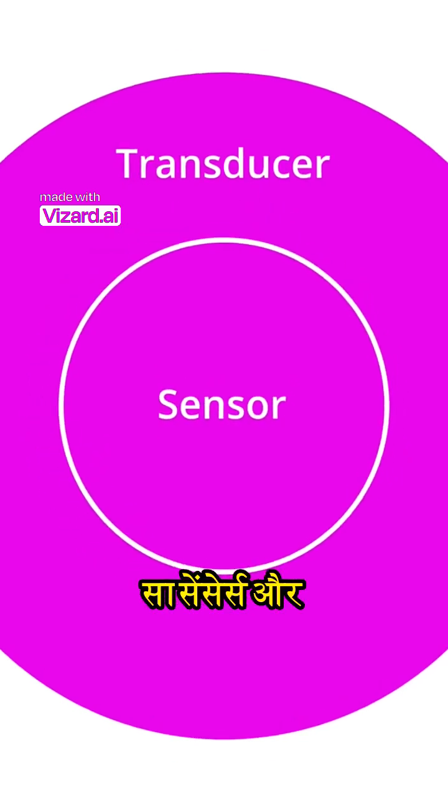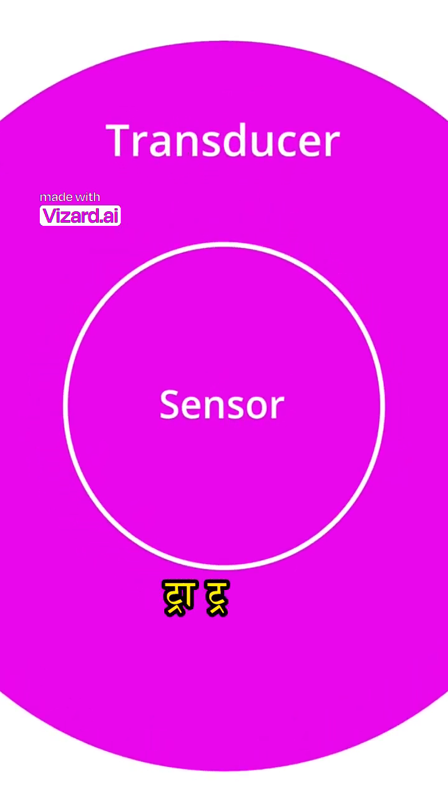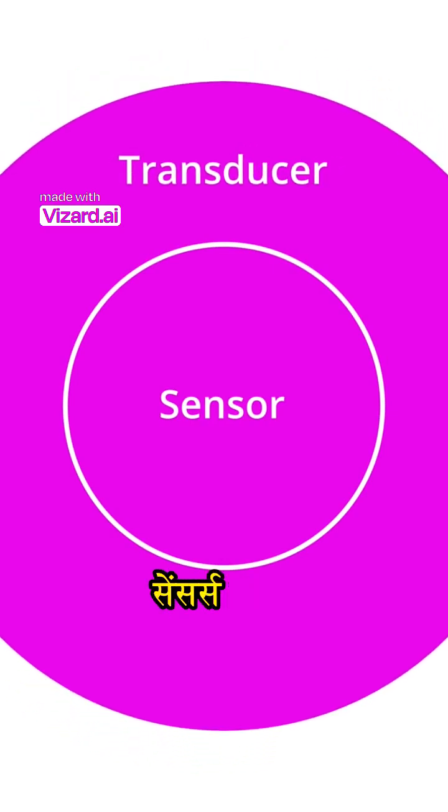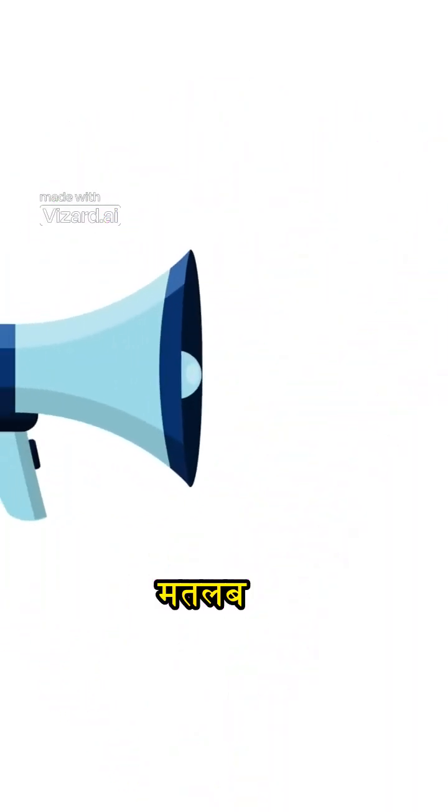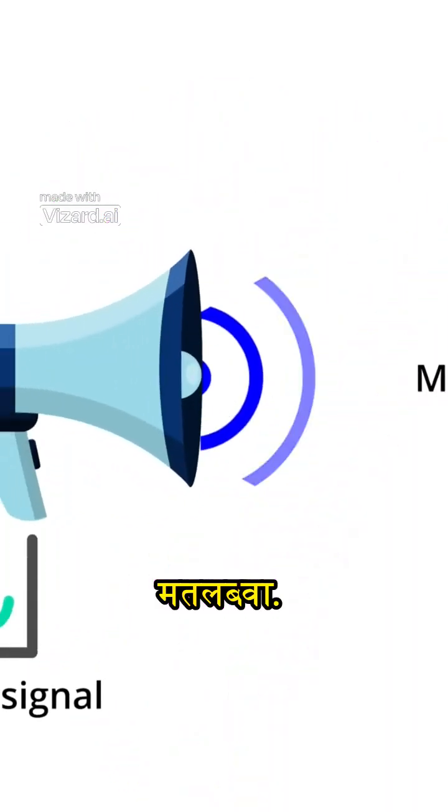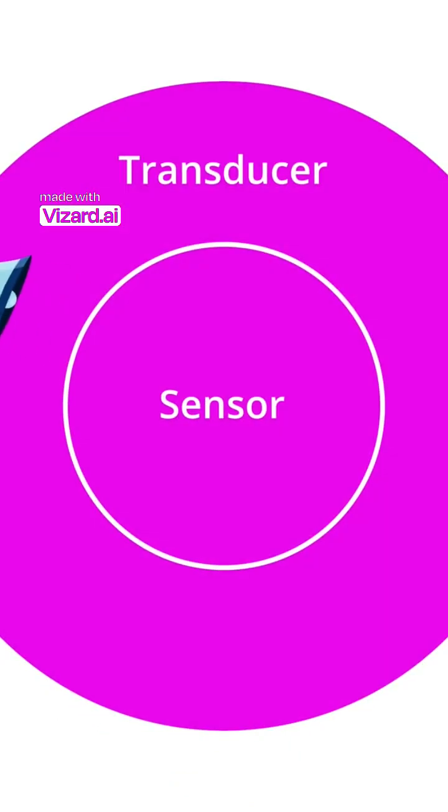Here's an interesting statement. All sensors are transducers, but not all transducers are sensors. What do we mean by that? Well, consider a loudspeaker that converts an electrical signal into motion. The loudspeaker is a transducer, but not a sensor.